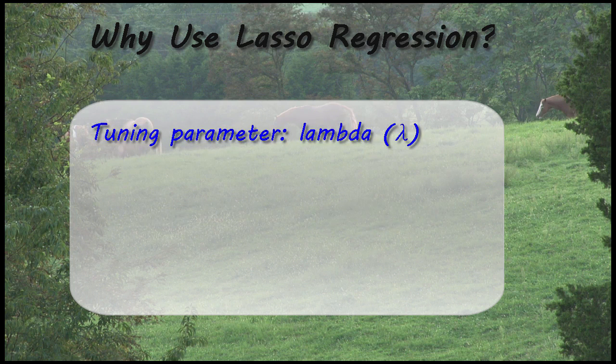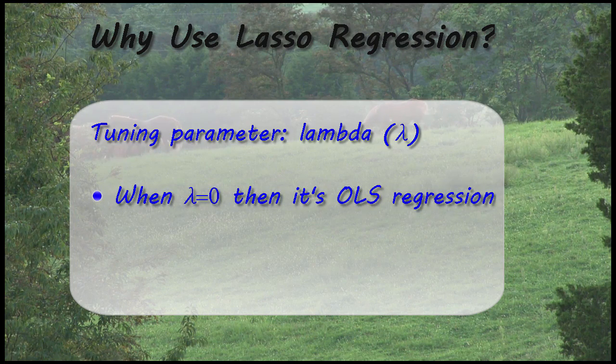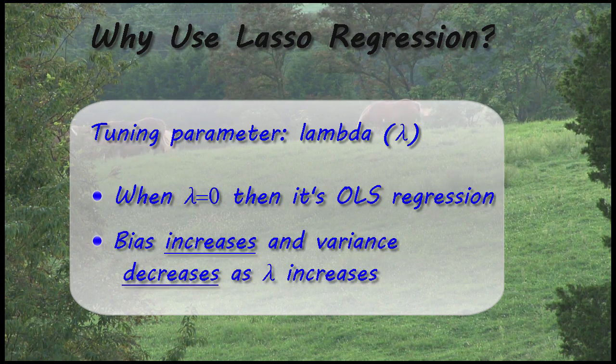In Lasso regression, a tuning parameter called lambda is applied to the regression model to control the strength of the penalty. As lambda increases, more coefficients are reduced to zero, that is, fewer predictors are selected, and there is more shrinkage of the non-zero coefficients. With Lasso regression, when lambda is equal to zero, then we have an OLS regression analysis. Bias increases and variance decreases as lambda increases.